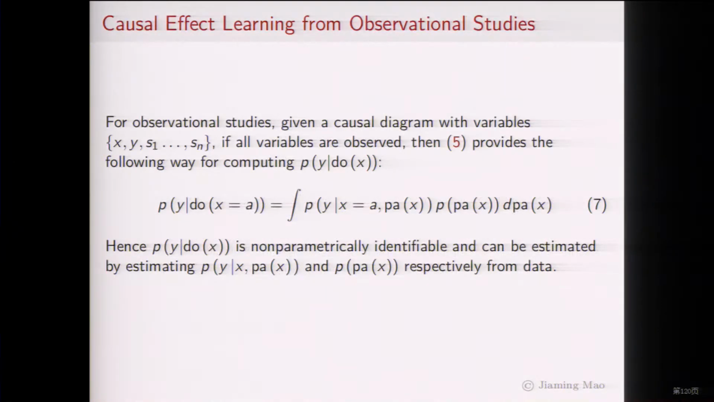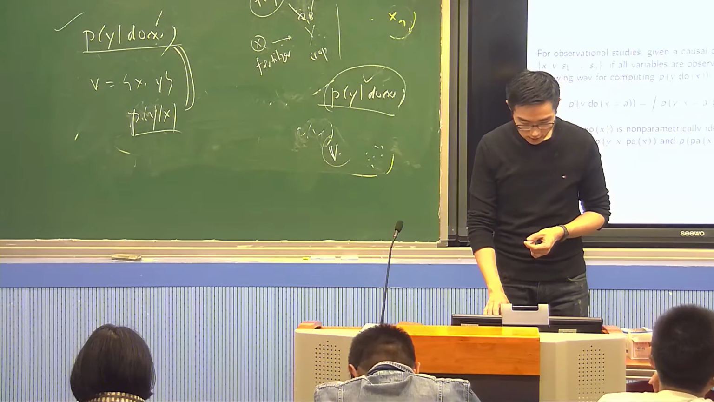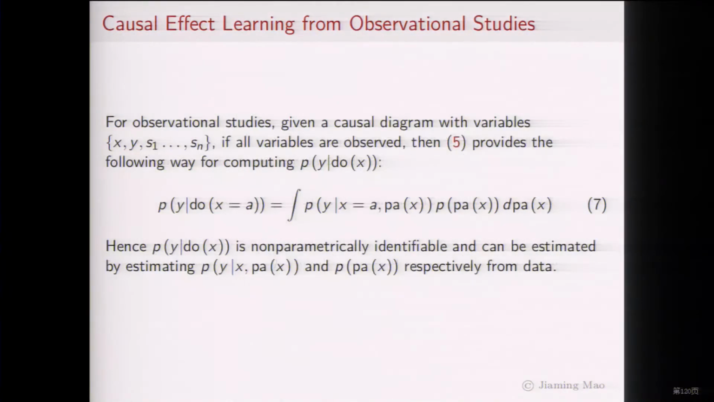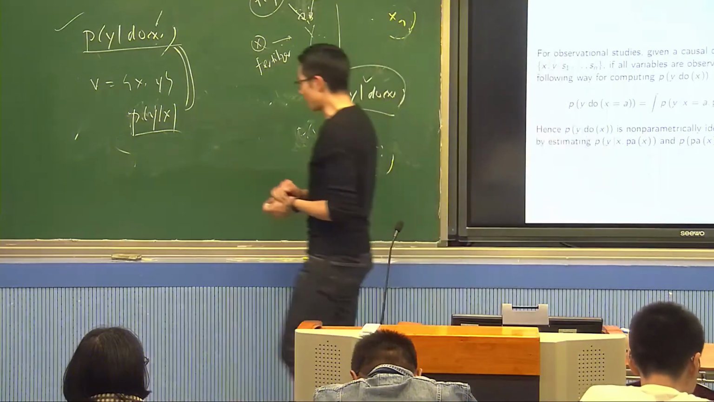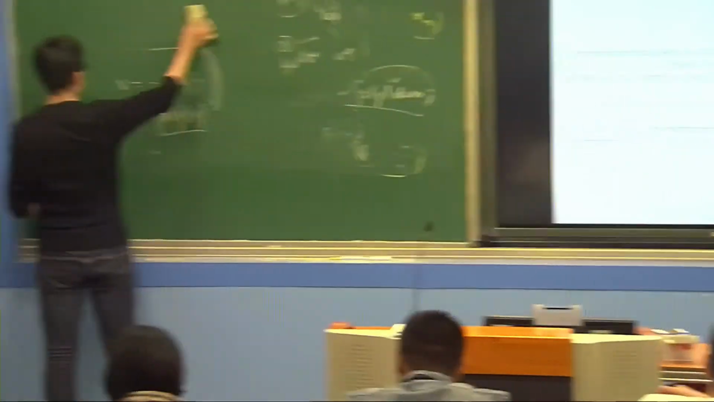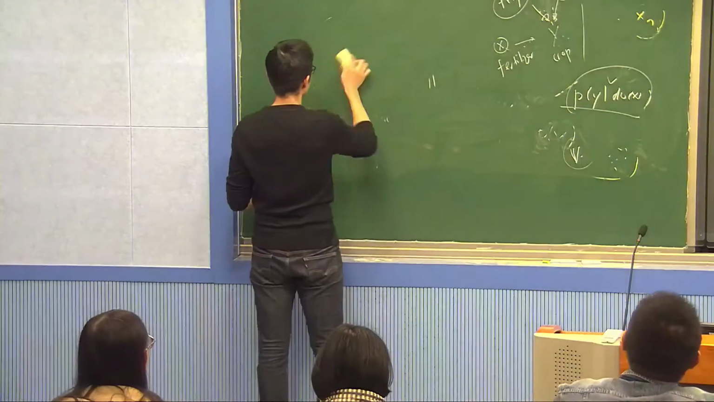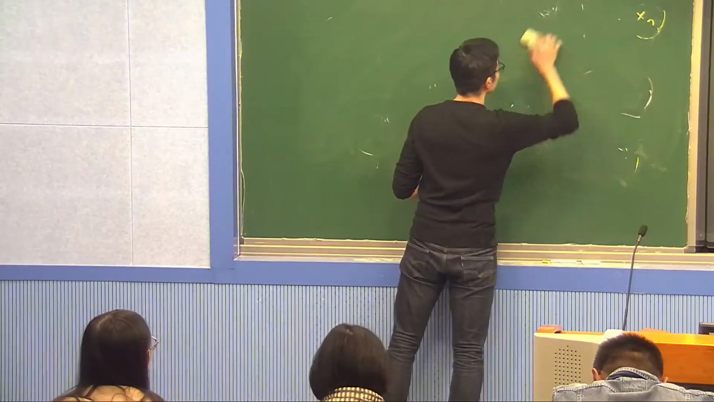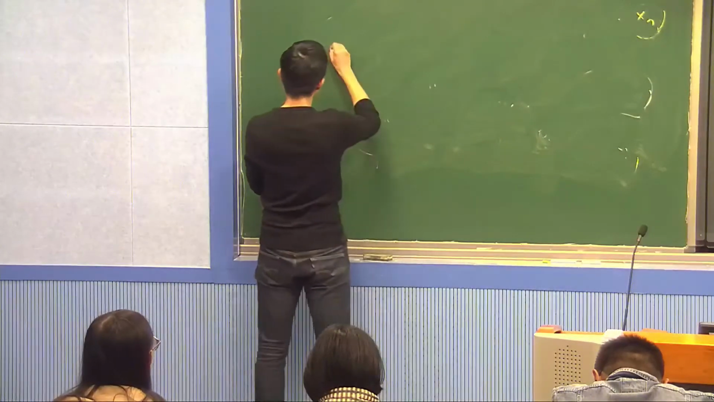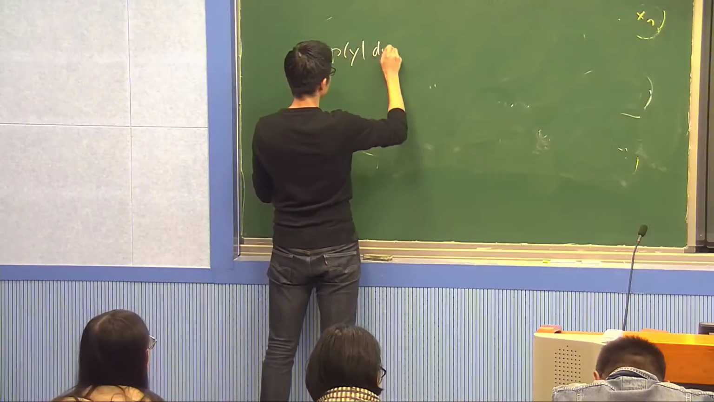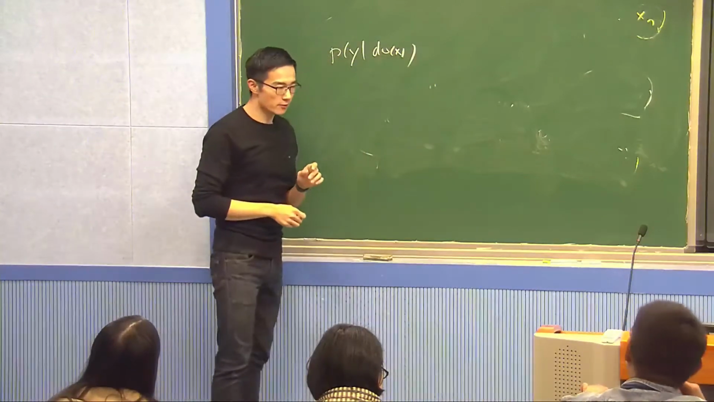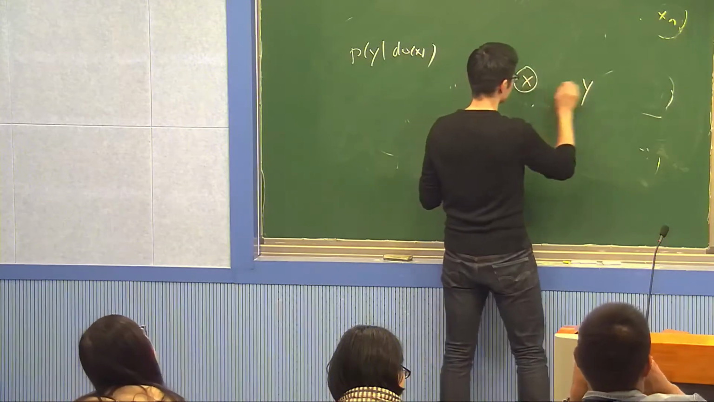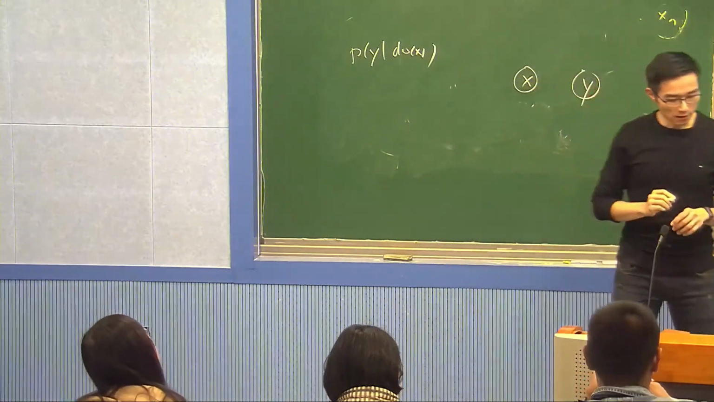Now, let me slightly jump ahead. The experiment is the easy case, but with observational data, things get a little bit more complicated. Like we said already, for observational data, how do we get P(y | do(x))? How do we get this from observational data? Let's see, an x and a y.